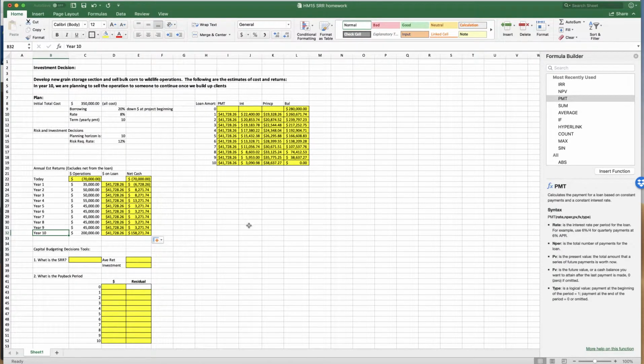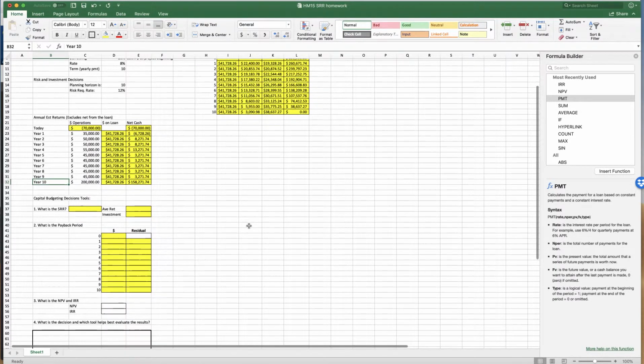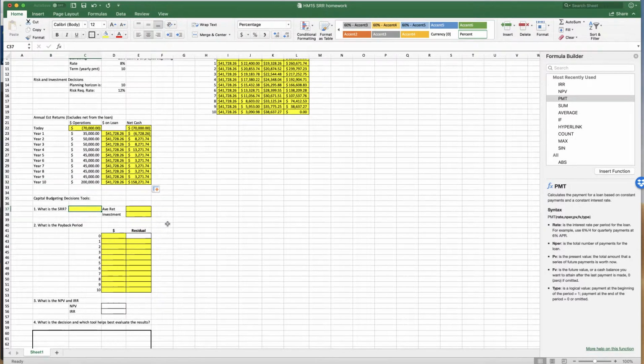All right, so here is the information we need. Let's go to work. Simple rate of return. That's new this week, but we're going to start off with that. It's the simplest way to approach this. What we need is the average return. How do you get that?